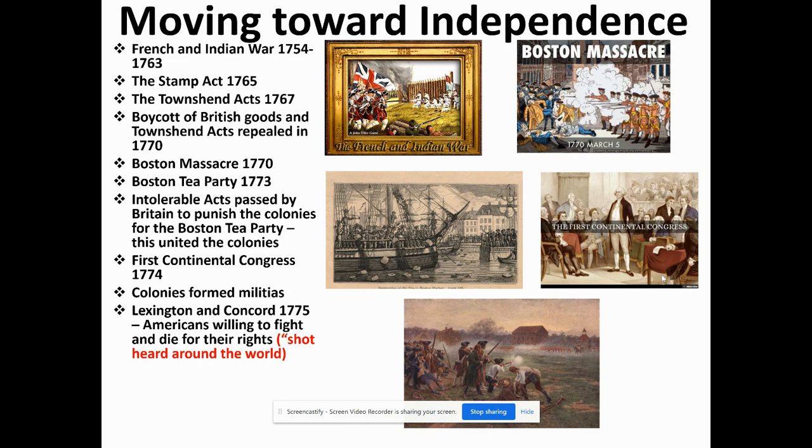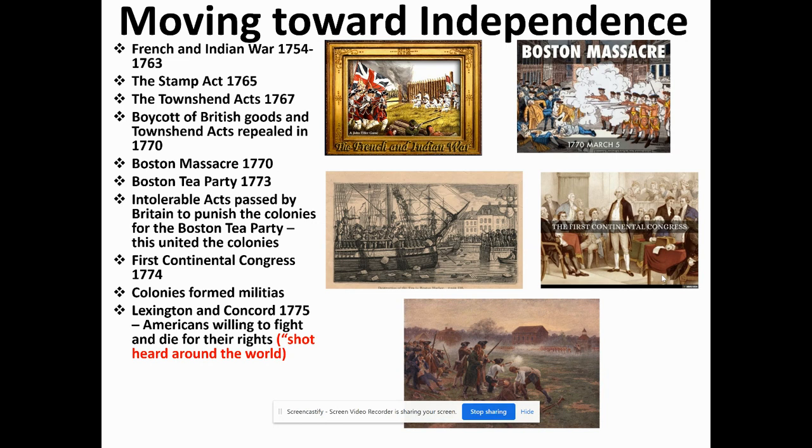What is something that you would have to do? Well, if you're going to break away, if you're going to become independent, one of the things you're going to have to do is you're going to have militias, right? Remember, militias are volunteer groups, military volunteer groups. So these are men that will volunteer a certain amount of years, usually, to serve in these militia groups to protect their colonies. And so they talk about the forming of the militias. And then the big event that happens in 1775 with Lexington and Concord.